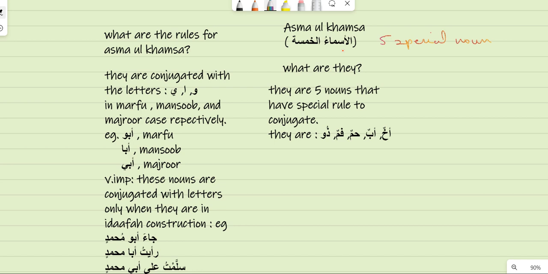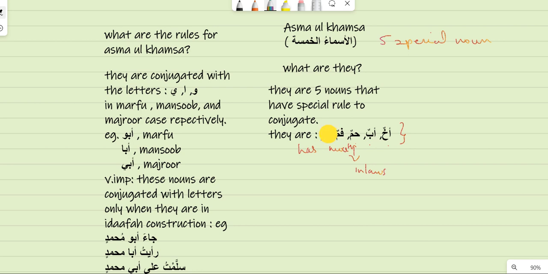In Arabic, you call it Asma ul Khamsa. What are they? They are five nouns that have a special rule to conjugate. Now, what are those nouns? First, let me tell you those nouns: akh, brother; ab, father; ham, the in-laws; fam, mouth; dhu means has.